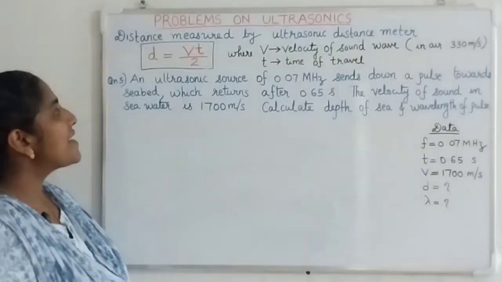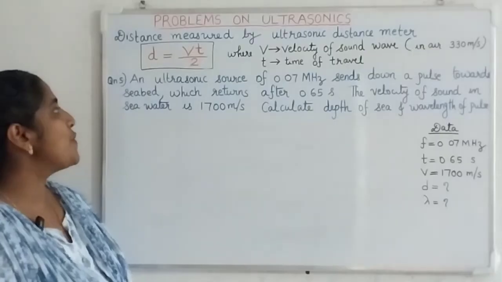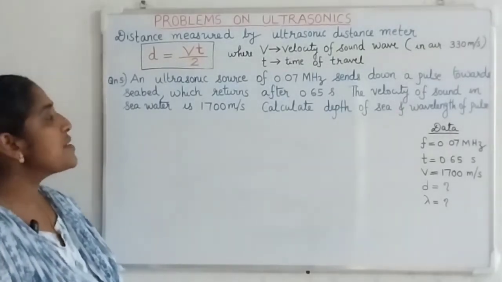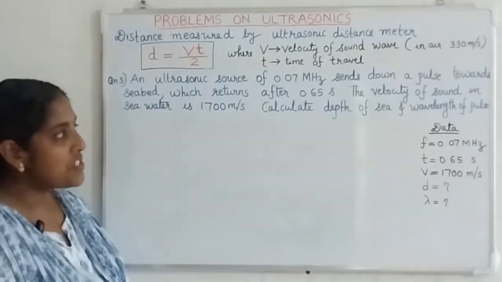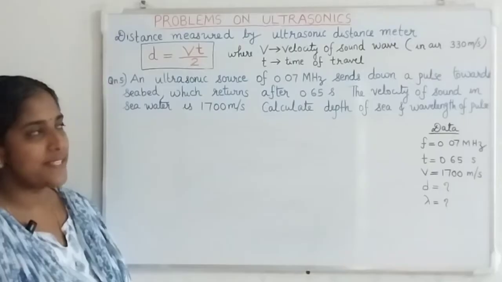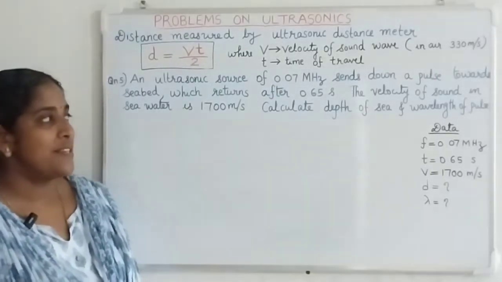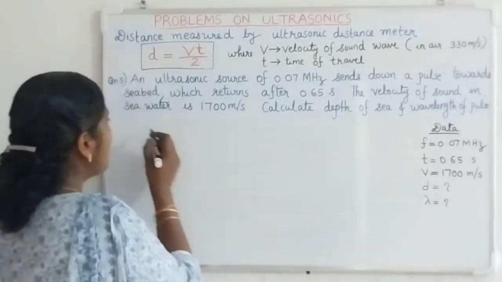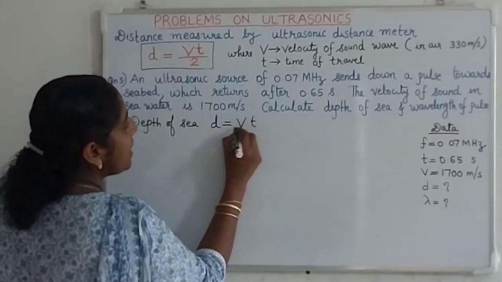Next question. An ultrasonic source of 0.07 megahertz sends down a pulse towards the seabed, which returns after 0.65 second. The velocity of sound in seawater is 1700 meter per second. Calculate the depth of the sea and the wavelength of the pulse. Here the ultrasonic sensor is used to measure the depth of the sea. So the depth of the sea is the distance here, that is d equal to vt divided by 2.